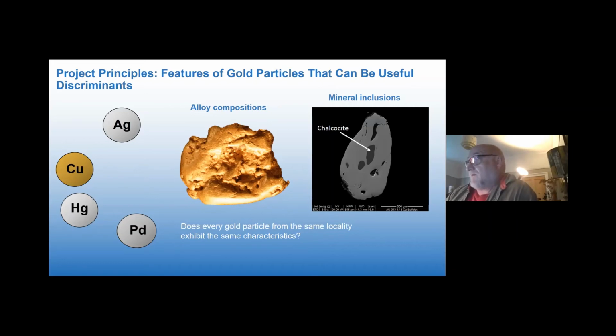Key thing, does every gold particle exhibit the characteristics? No. So we have to collect populations, and then we study compositional ranges rather than go on individual values.